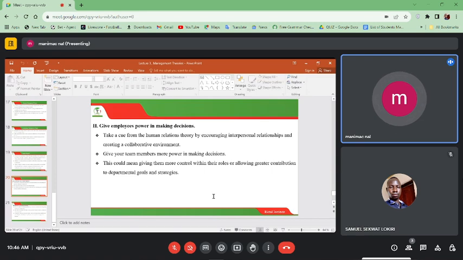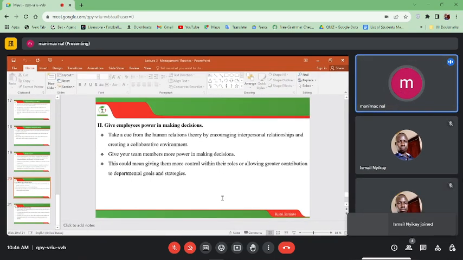from the human relations theory by encouraging interpersonal relationships and also creating a collaborative environment. So employees have power in making decisions. Employees have power to make a collaborative environment, which will encourage them to build very good relationships. Further still, it also gives team members more power in making decisions. They are not going to wait to be told what to do, and so on. It also means giving them more control within their roles. They have control in their roles, allowing them a greater contribution to departmental goals as well as strategies.